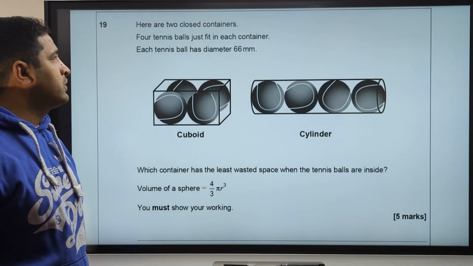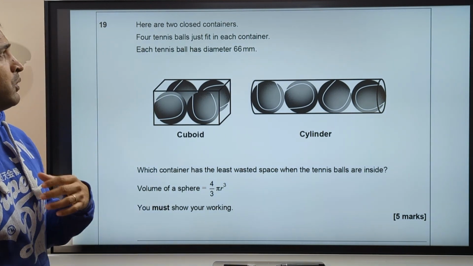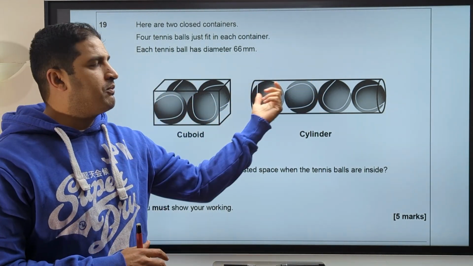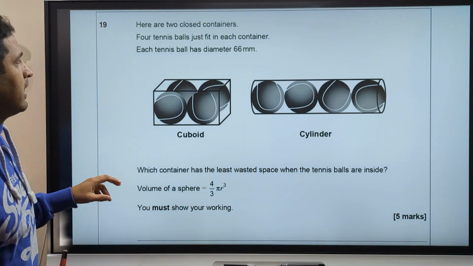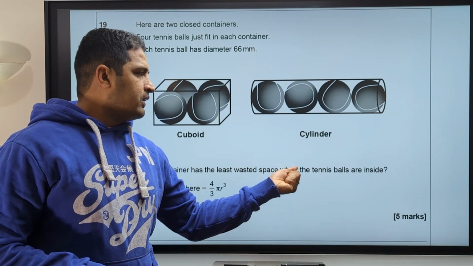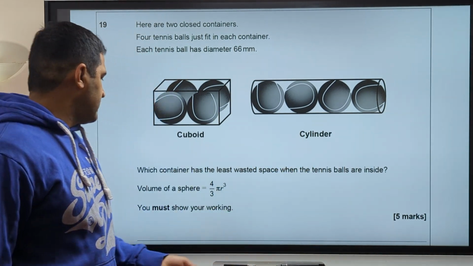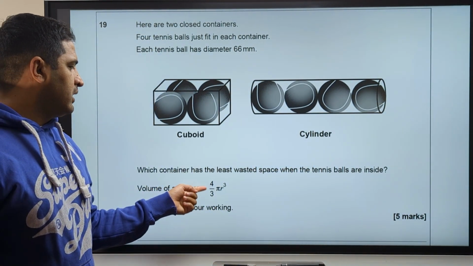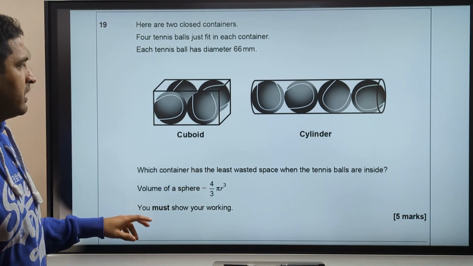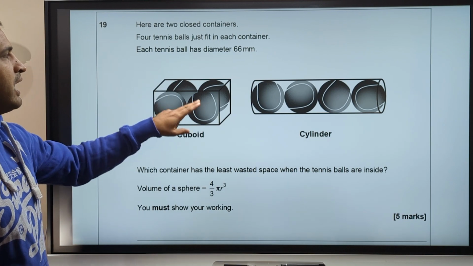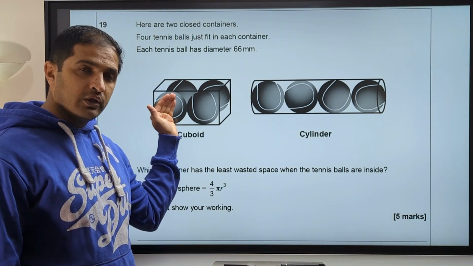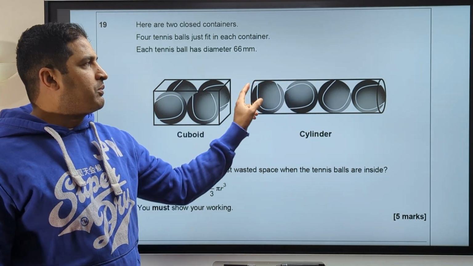Here are the two closed containers. 4 tennis balls just fit into each container. So that's the cuboid, that's the cylinder. You're putting the 4 tennis balls in there. Which container has the least wasted space when the tennis balls are inside? The volume of the sphere is 4/3 pi r cubed. Again, it's given to you, you don't have to worry about it. And then you've got the cuboid, and we know the length, the height and the width of the cuboid. So we need to work out the volume of the cuboid and the volume of the cylinder.